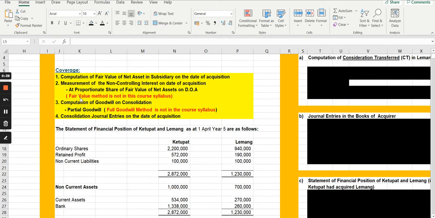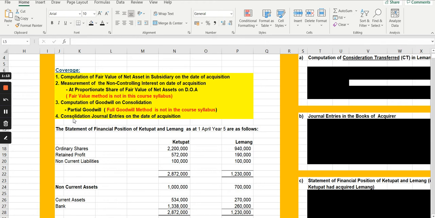Okay, and just to let you know, we are going to learn how to calculate the fair value of net asset on the date of acquisition, and how to calculate non-controlling interest on the date of acquisition using the proportionate share of the net asset method. Fair value method is not within our discussion. Computation of goodwill on consolidation: we are not going to use the full goodwill method. Our calculation will be based on the partial goodwill method since that is in the course syllabus.